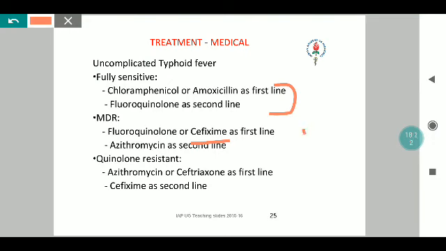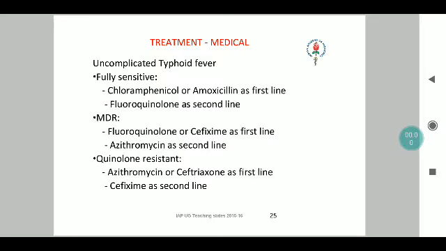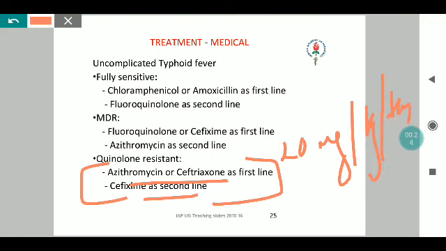Now, in general, the dosage of cefixime is 8 mg per kg per day. But in enteric, the dosage is always given as 20. If we are faced with the threat of multi-drug resistant organisms and cefixime is not working, then you can consider azithromycin or even ceftriaxone as a first-line drug and cefixime as a second line. The dosage of azithromycin to be given in enteric fever is 20 mg per kg per day. And ceftriaxone generally is given as 50 to 75 mg per kg per day, but in enteric we can go up to 100 also.